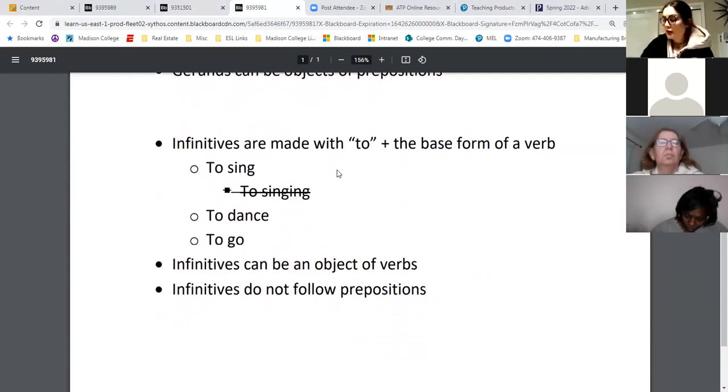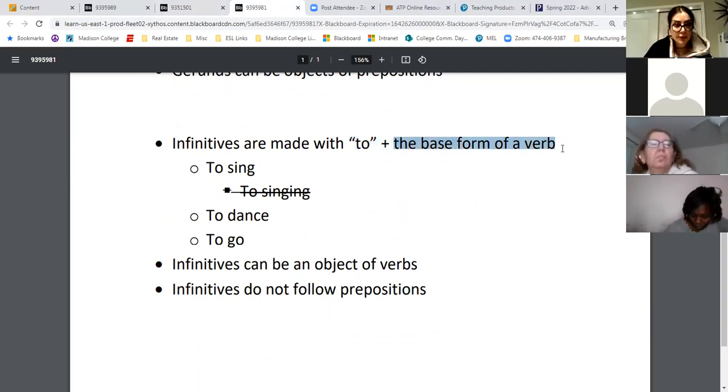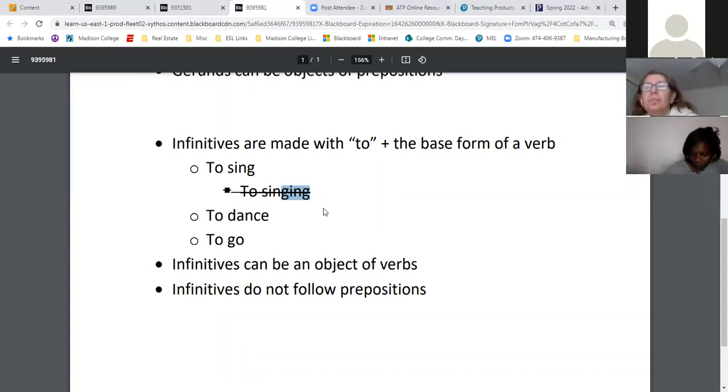Infinitives are made with the word to plus the base form of a verb. Base form means how you find it in a dictionary. So to sing, not to singing. Or she sings, we can't say to sings. And we can't put it in the past tense, for example, to sang. Okay, it will always be to plus the base verb, to sing, to dance, to go, to study, to play.